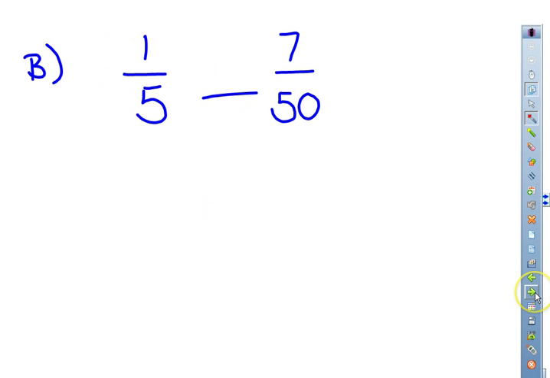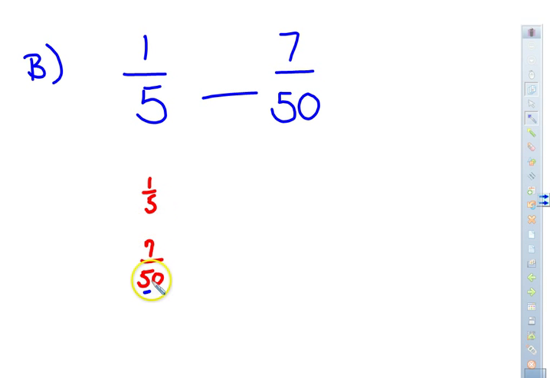So let's look at our next problem. Go ahead and hit pause, and I'm going to let you find this, finding the least common denominator first. Well, when we do this, I always like to set my problems up so that they're more vertical than horizontal, because then I can do all of my work off to the side. So again, I always start with my largest denominator, which is the 50.